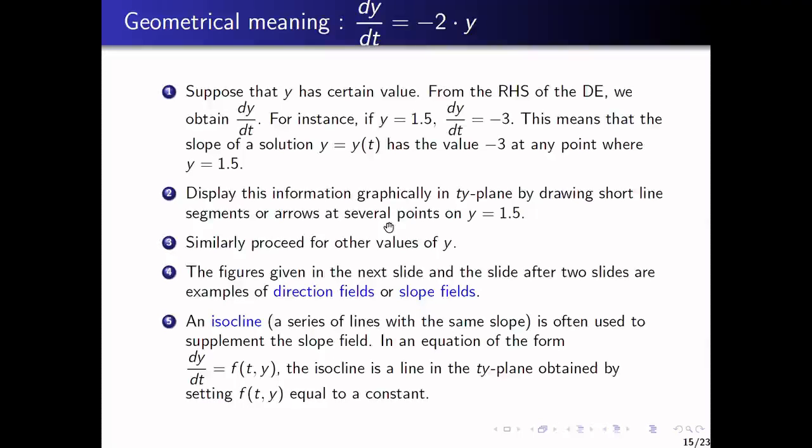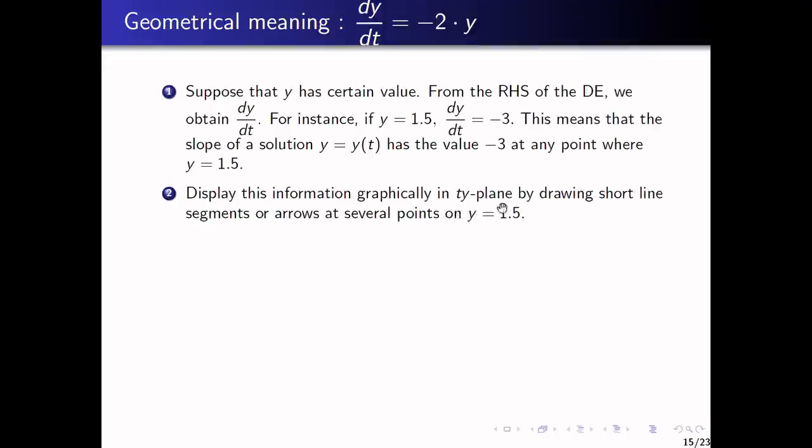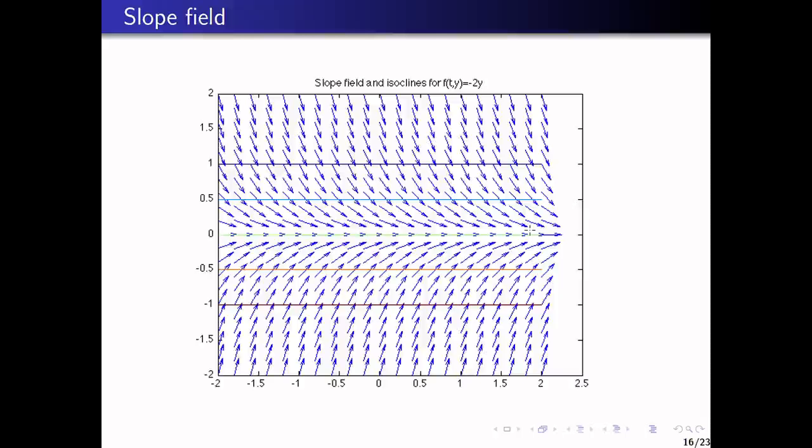So we display this information graphically in the ty plane by drawing short line segments or arrows at several points on y equal to 1.5. Similarly, we proceed for other values of y. So you see this diagram. Now suppose you take the value of y to be 1. So all along the points where the value of y is 1, we get dy/dt to be equal to -2 times 1, that is -2. So we draw short arrows whose slope is -2 all along this.